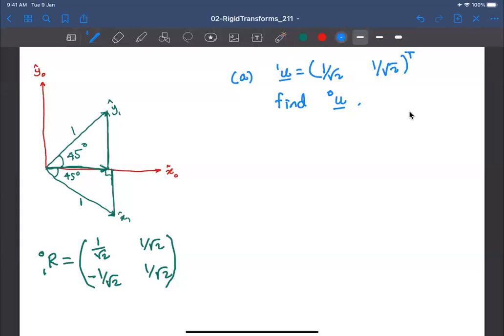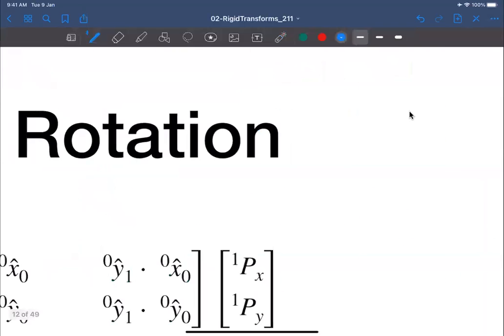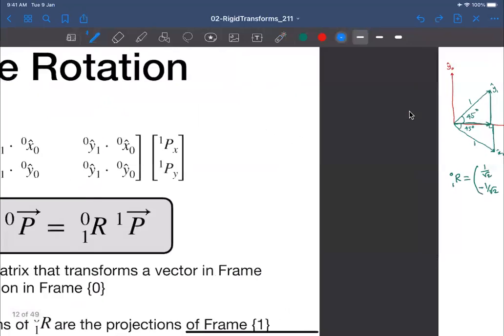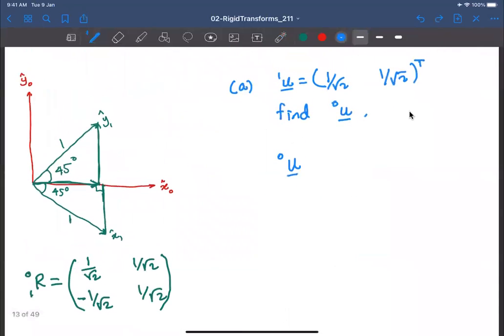This is easy because basically what we want is u0, as in the slides. You see here in the slides, we just utilize the same. So we have exactly the same problem here. So P0 is equal to R1 to 0 times P1. So here we have u0 is equal to R1 to 0 into u1.